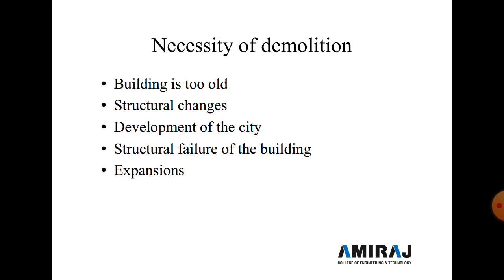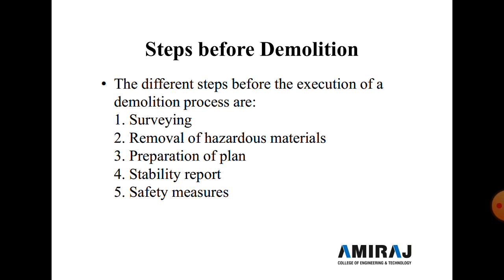And next is expansion. If the building is already constructed but expansion is required, some part is demolished and then a joint is compulsorily made, and then we construct a new building and expand the building. Now in the next slide we discuss steps before demolition.